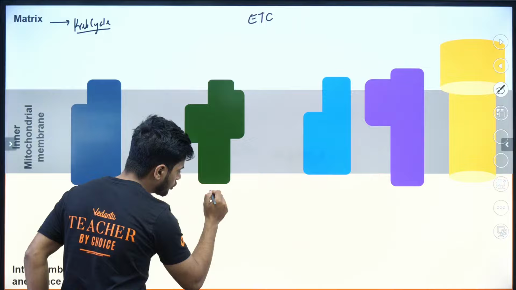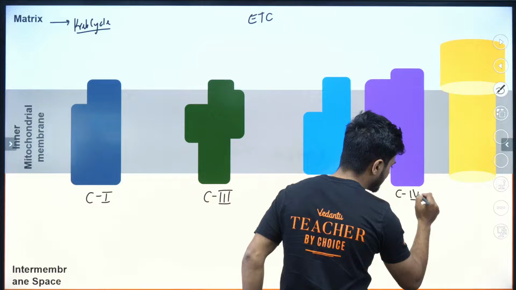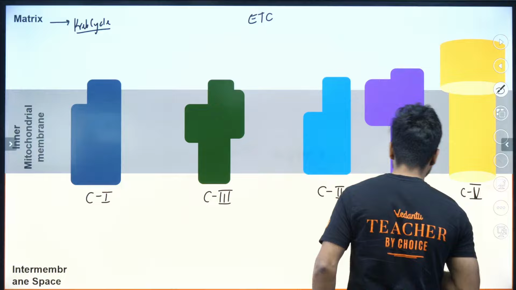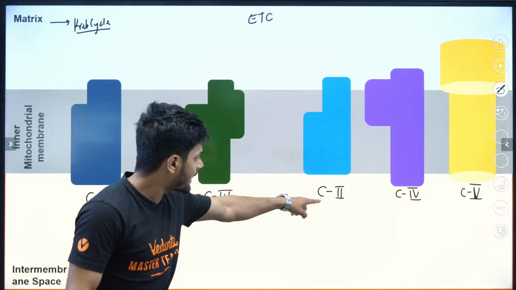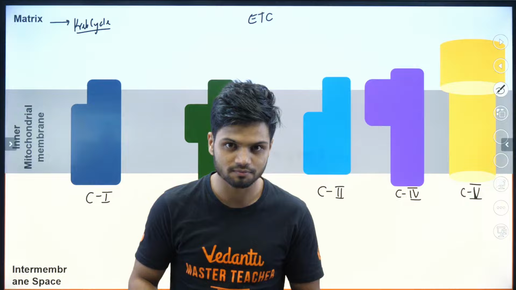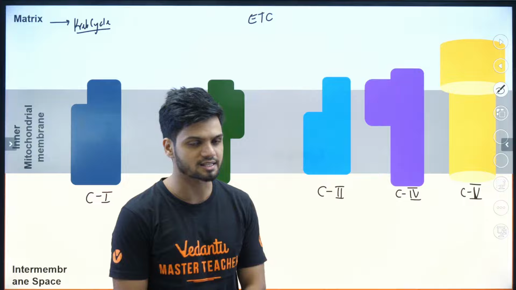Then we have complex three, then complex two, then complex four, and finally, in the end, complex five. Yes, the first complex is your NADH dehydrogenase. Then we have complex 3, that is cytochrome BC1 complex. Then we have FADH2 or succinate dehydrogenase. Then complex number 4, that is cytochrome C oxidase. Finally, complex number 5, that is your ATP synthase, which has two parts.